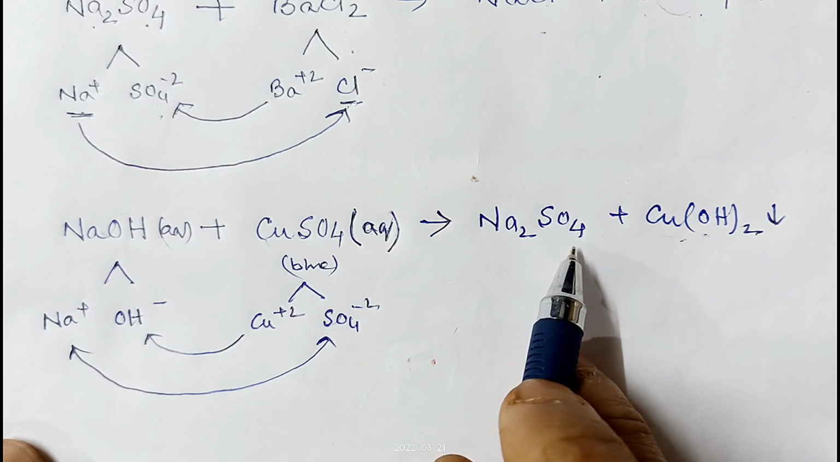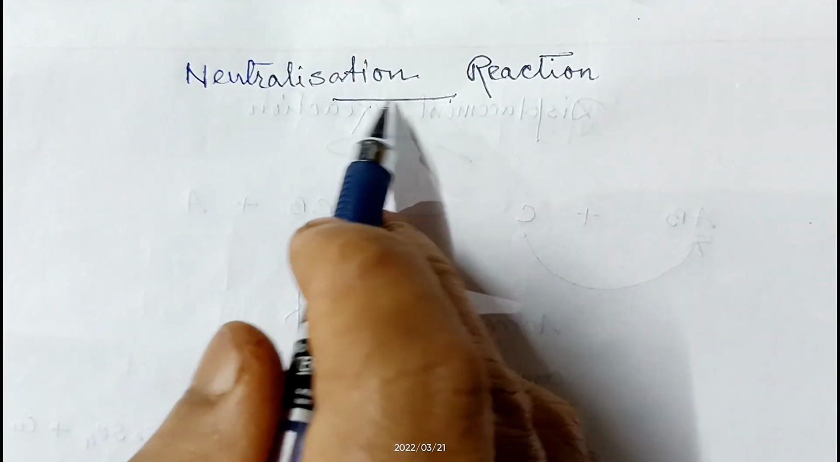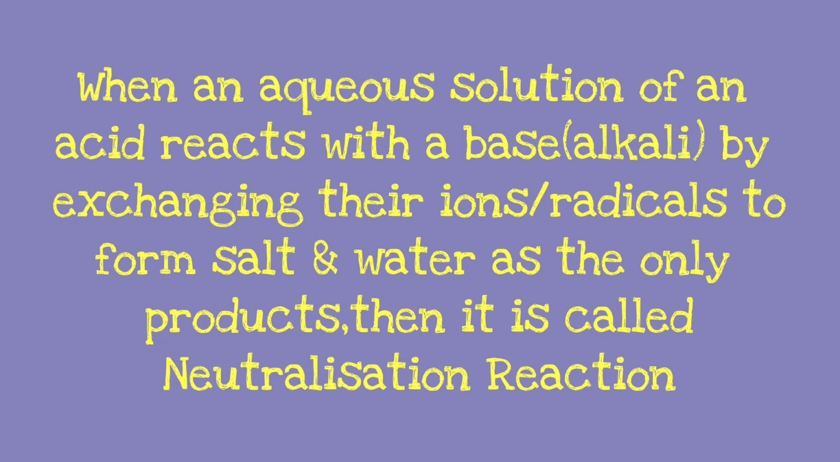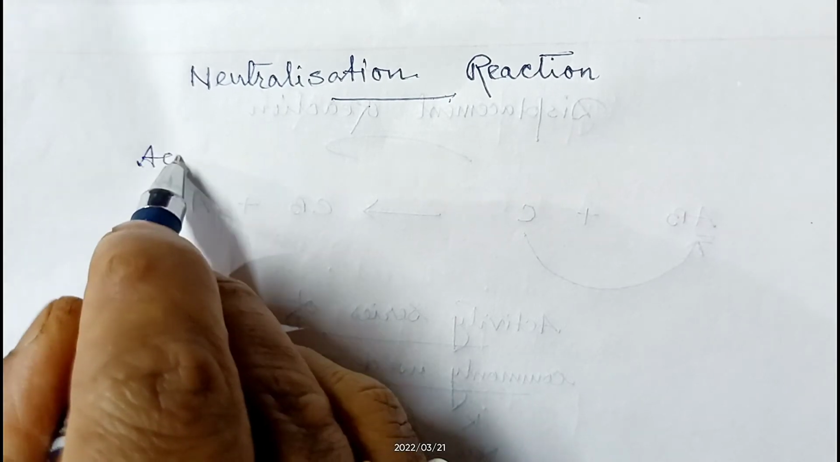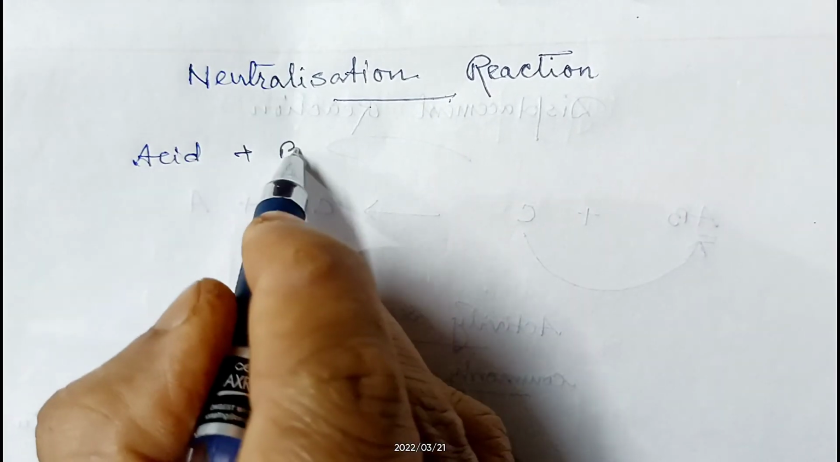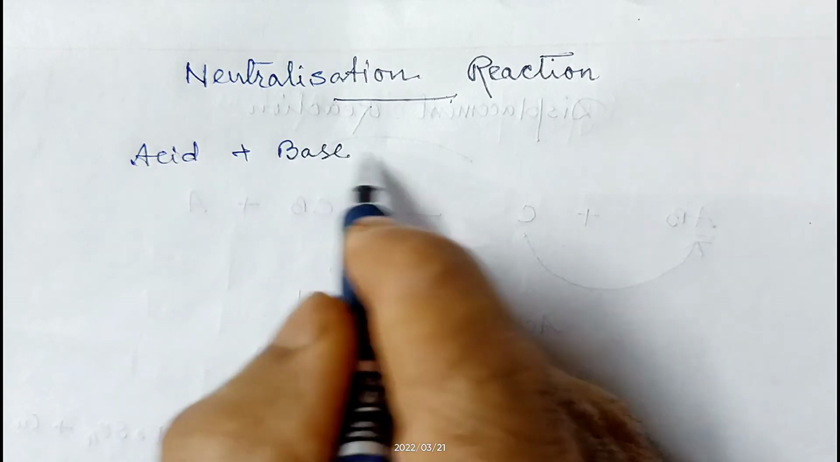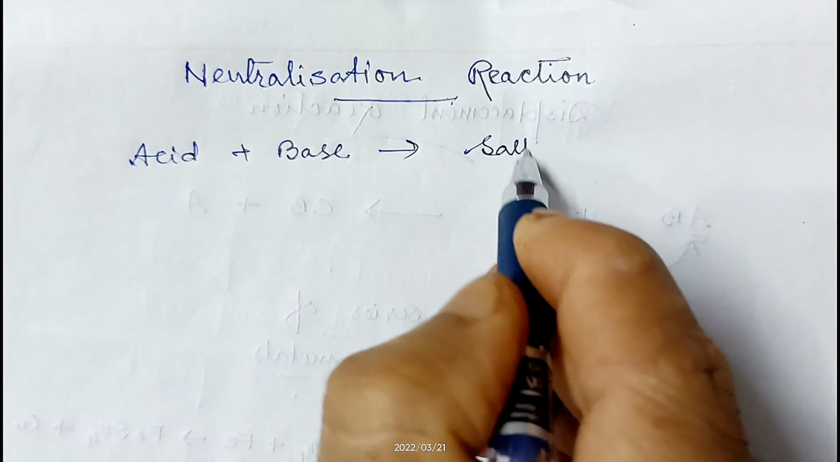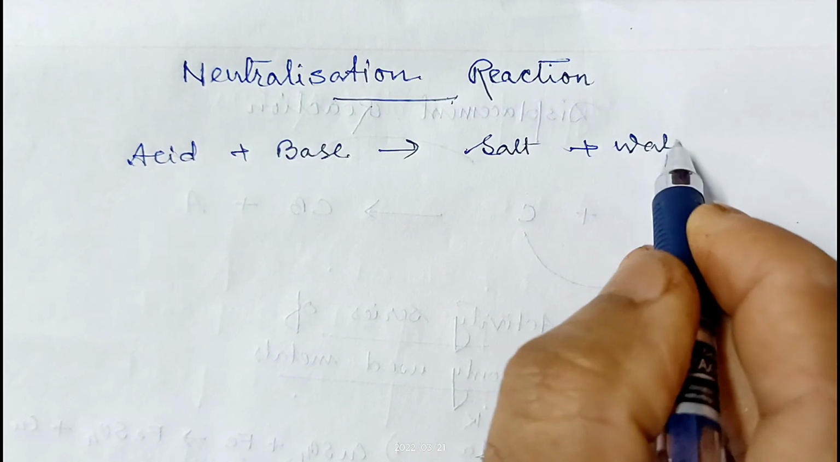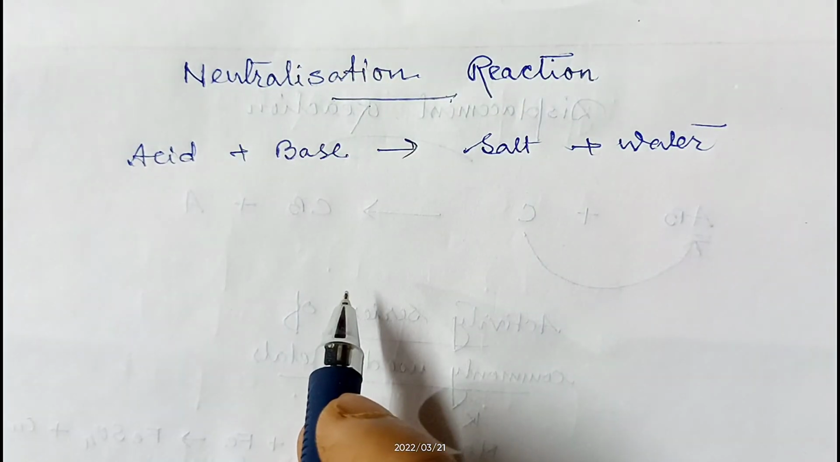Let me now discuss neutralization reaction. In case of neutralization reaction, we can say when an aqueous solution of an acid reacts with a base by exchanging their ions or radicals to form salt and water as the only products, the reaction that takes place is called a neutralization reaction. So one acid will react with one base, and after the reaction, it is going to form salt plus water as the only product. This type of reactions are called neutralization reaction.